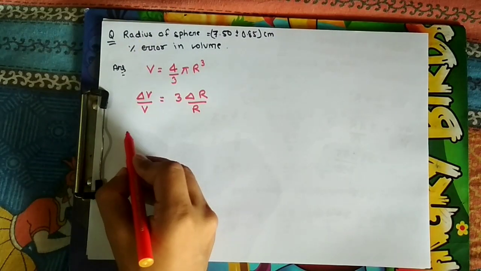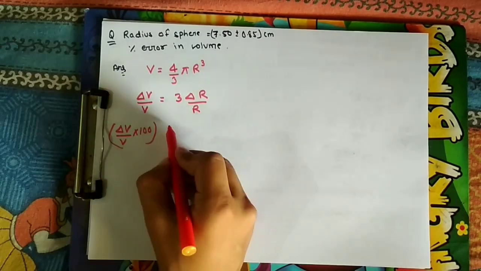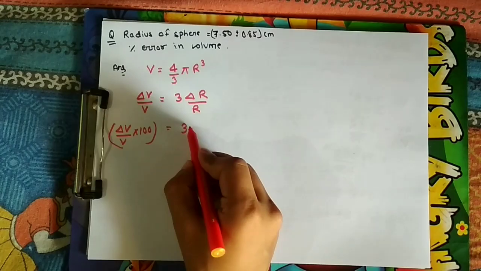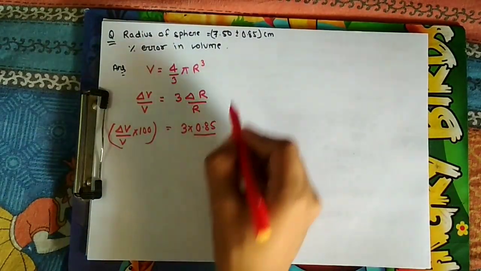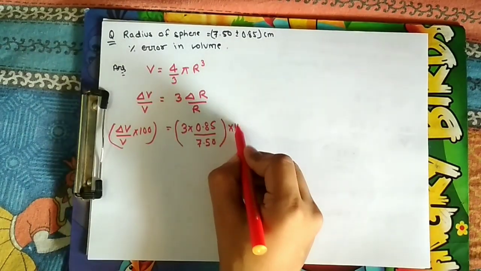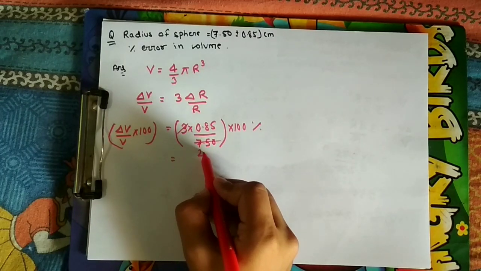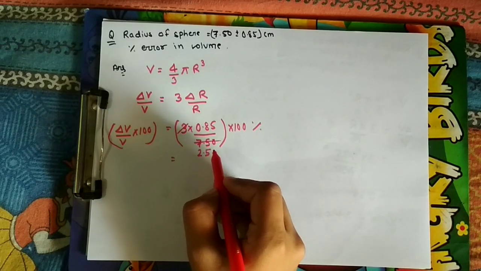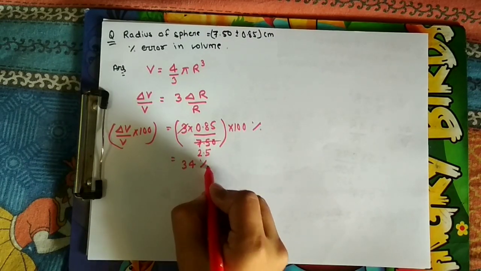We have been asked the percentage error, so delta v upon v into 100 equals 3 into the error in radius, 0.85, upon its value 7.50, into 100 percent. That comes to be 34%.